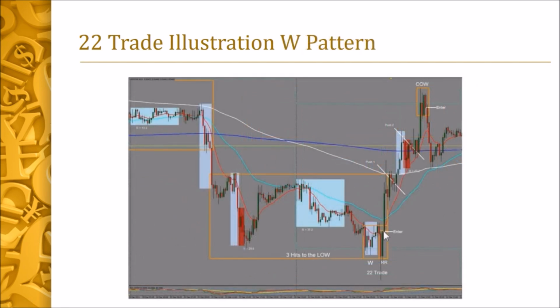This is the 22 trade illustration for the W pattern. And as you can see, the prior day gave us a level which we failed to take off in the previous day. And on that previous day, we had a W with a nameable second leg. And our entry was going to be above the candle closure on the EMA 13 period.